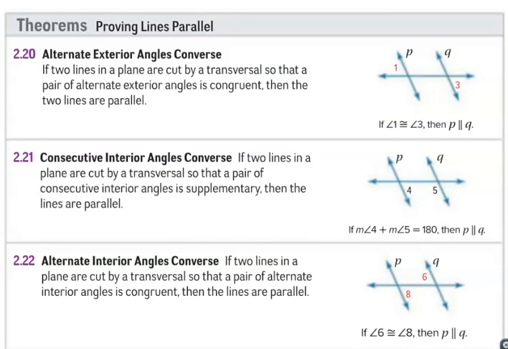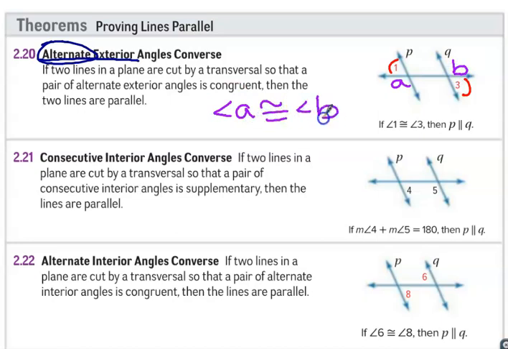Now let's look at these ones. Alternate exterior: angles that are exterior and alternate, meaning on either side of the transversal, if they're congruent, then the two lines are parallel. So if angle A is congruent to angle B, therefore P is parallel to Q. Those are also exterior. They're on the outside, and alternate, meaning they're on either side of that transversal that cuts through the parallel lines.